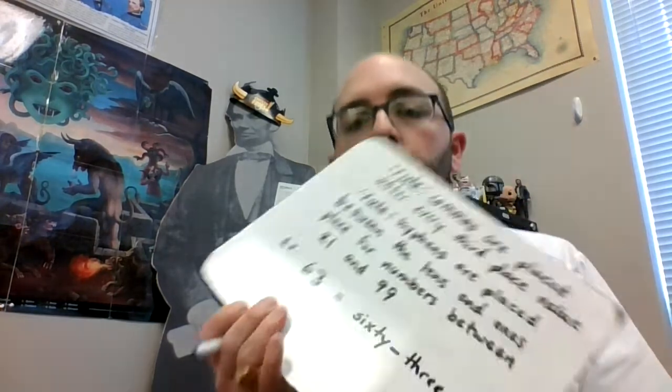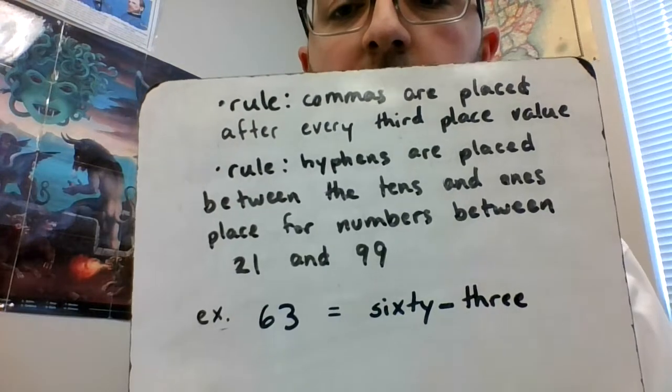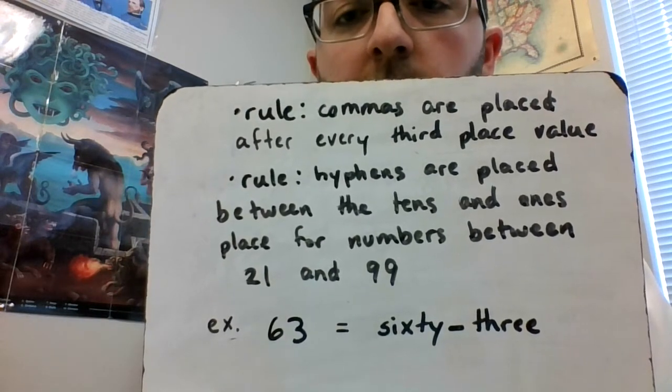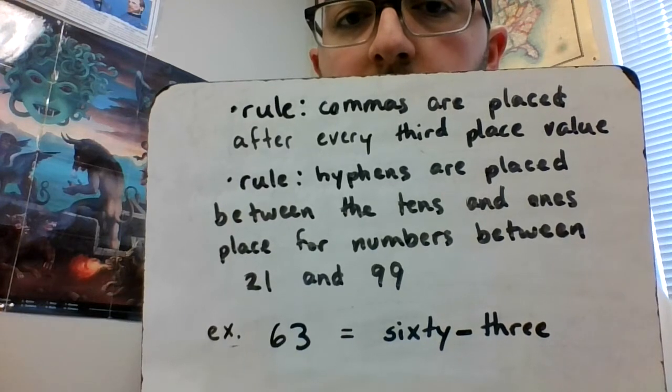So I'll put an example here in our notes. If I was writing the number 63 in word form, that would look like 60-3. Okay, so those are our rules there. So don't forget those hyphens in word form. And again, feel free to pause to make sure you can get this down.